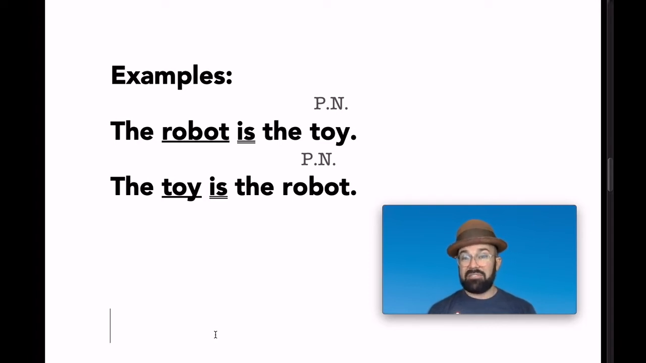I could also invert that sentence, write its opposite equation, and say the toy is the robot. But in this sentence, we have a swap. The toy is the subject. Robot is the predicate nominative. The verb stays the same. But grammatically, they are different parts of this sentence. Let's take a look at some more.